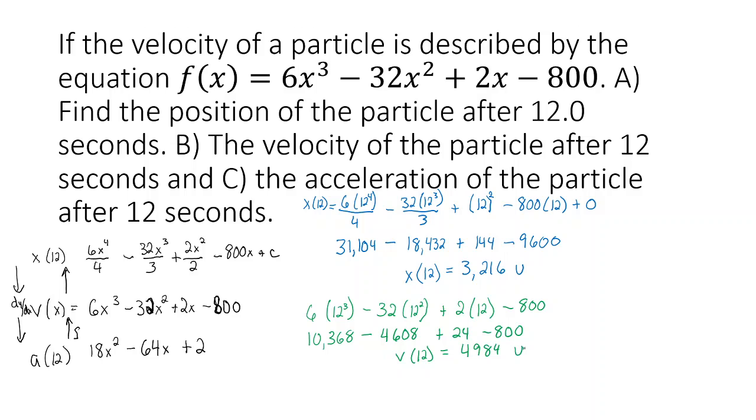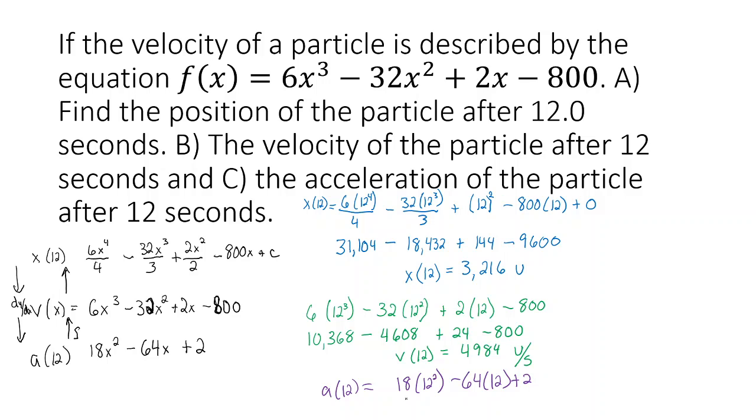4,984 units per second. All right, now we're going to work on acceleration at 12 seconds, which is going to be equal to 18 times 12 squared minus 64 times 12 plus 2. So we got 12 squared.